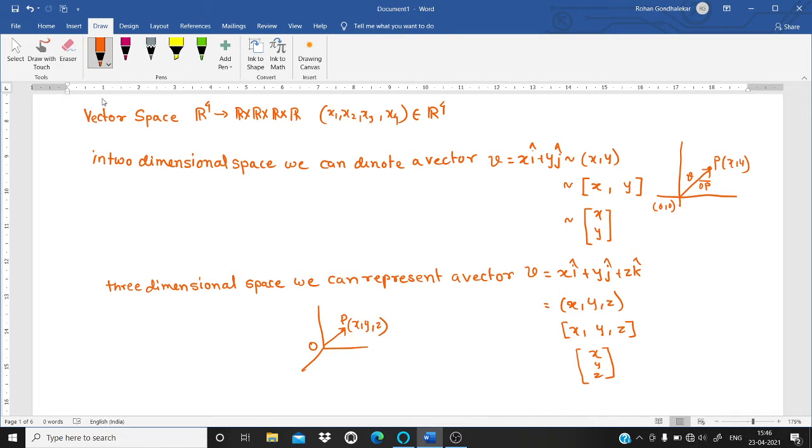Clear? So in the same way, we can represent an n-dimensional vector either using x i cap plus y j cap plus z k cap and so on up to n terms, or we can represent it as a point form, that is x1, x2, and so on up to xn, or we can represent it as a row matrix x1, x2, and so on up to xn, or as a column matrix x1, x2, and so on xn. Is it? So this is just for your understanding.